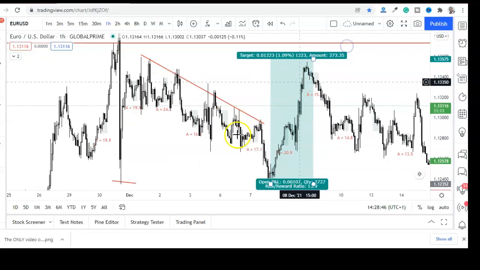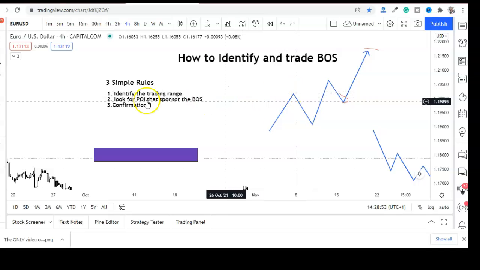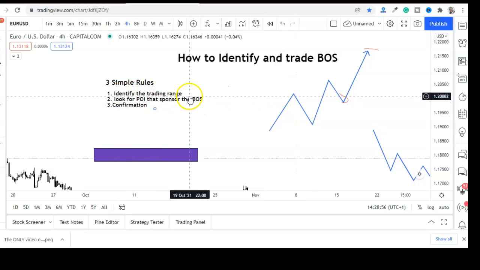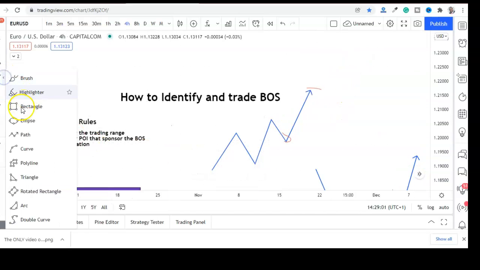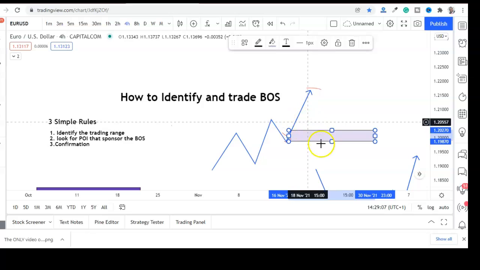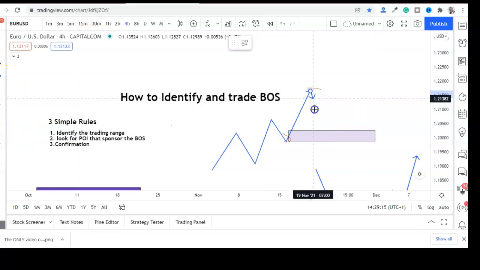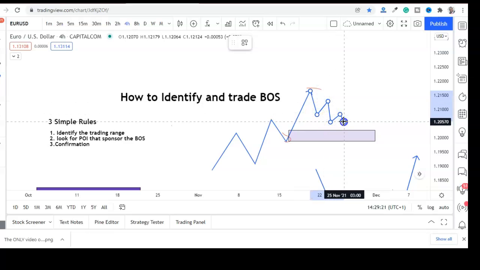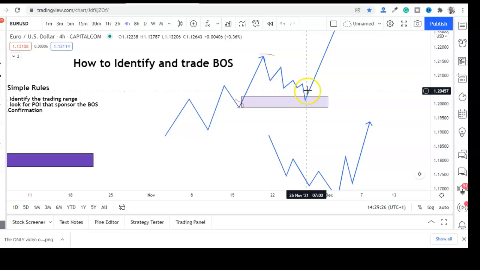So that is the 3 steps you need to know in order to trade break of market structure. First of all, you identify the trading range. Next is your POI, and what makes your POI valid is if you have liquidity above or below. In this case, you are going long, so you want liquidity to be engineered above, something like this, before taking the price up. There should be liquidity.